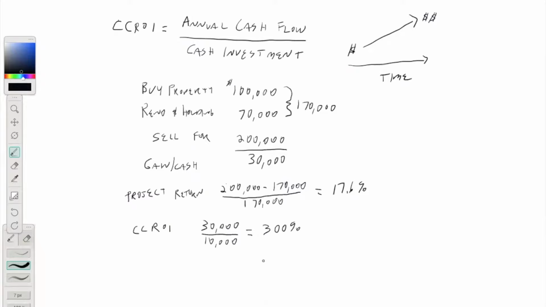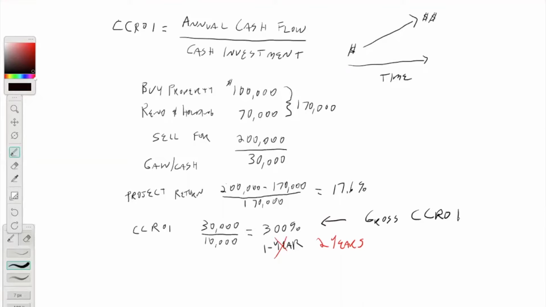So let's assume that this example was in 1 year's time. Then it would be cash on cash ROI. Now let's say instead of only taking 1 year to do this project, let's say it took us 2 years. We would call this then, that 300% is now what we would call our gross cash on cash ROI.